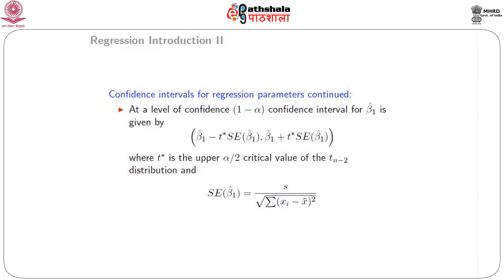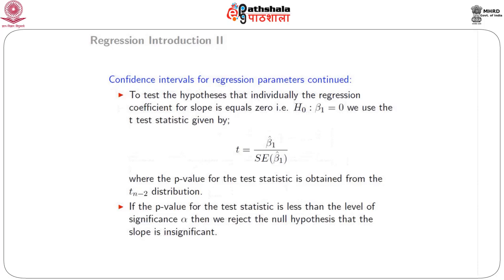Now, the confidence intervals for the two regression parameters tell us that when we estimate the parameters, we are confident that at level of confidence 1 minus alpha, the value of the parameters will lie within this interval. Now that we have looked at the confidence intervals for the two regression parameters, we may now move on to the testing of hypotheses for the individual regression parameters.